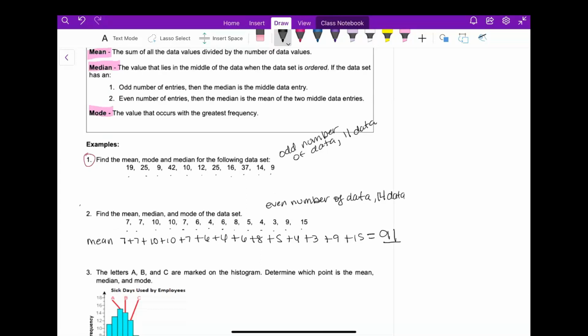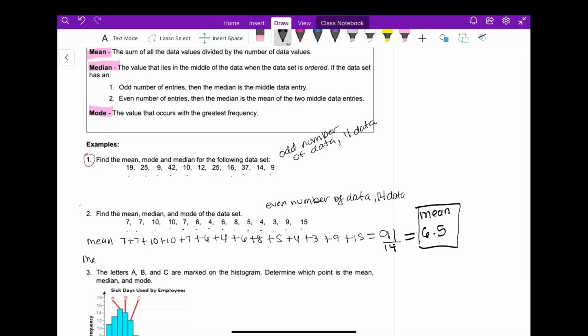How many data values do we have? We have 14. Nice, we had counted them earlier, and that was very helpful. So 91 divided by 14 gives us 6.5. So our mean is 6.5. Once again, you have instructions here. It says the sum of all the data values divided by the number of data values.